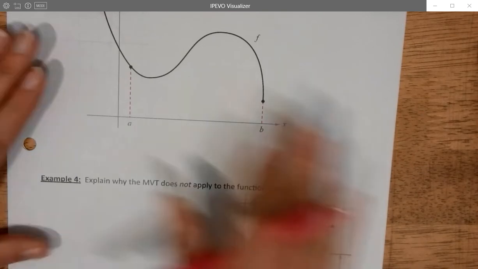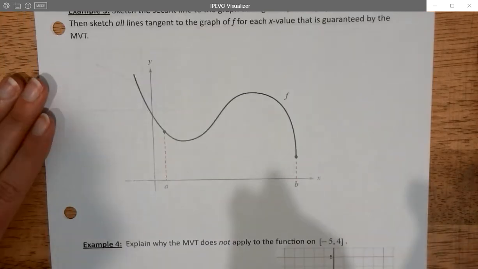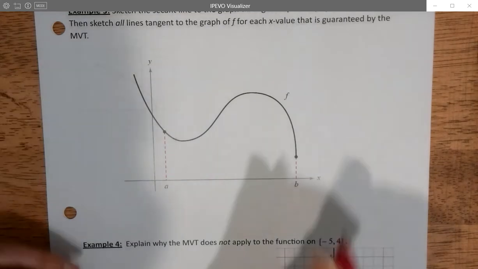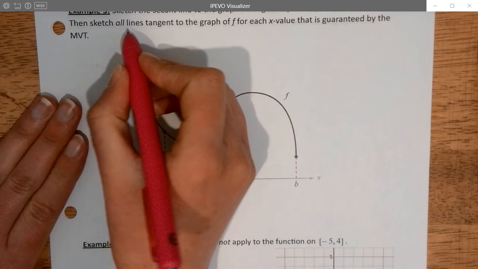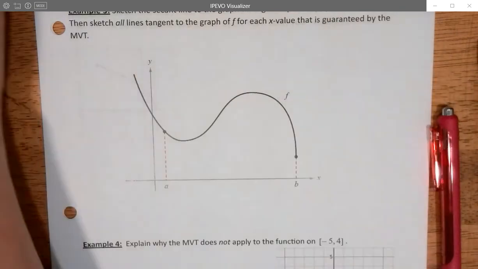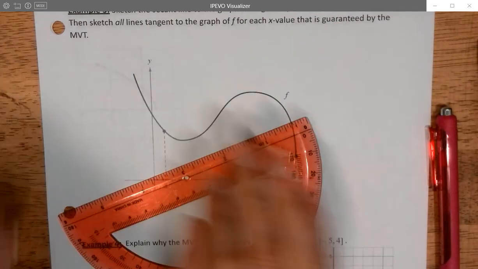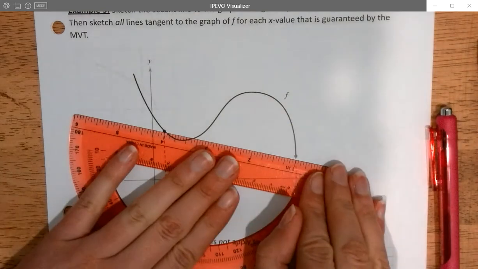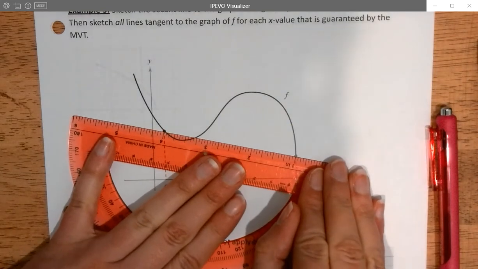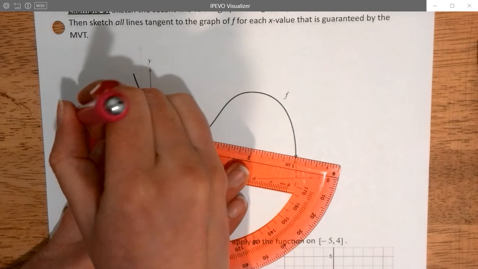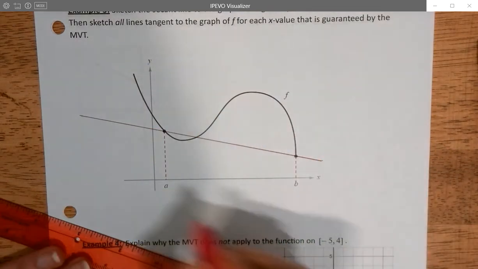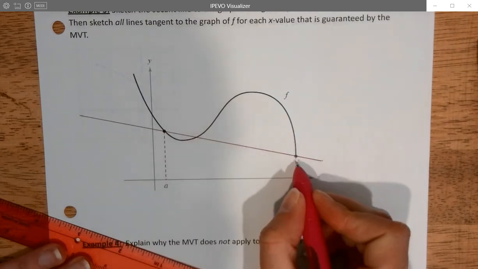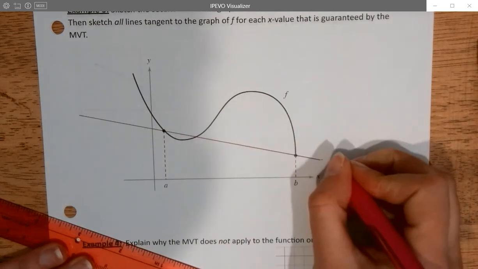Okay, first, in part 3, we're going to sketch a secant line to the graph through these two points, then sketch all lines tangent to the graph for each x value guaranteed. Let me find a ruler real quick. Alright, I got a little ruler here, so let's draw some lines. The first line that we drew just connected A and B, f of A and f of B. So this is our secant.